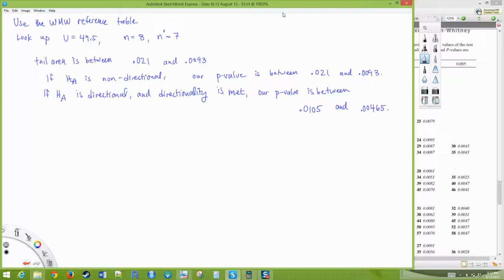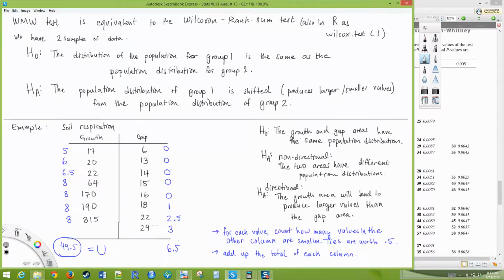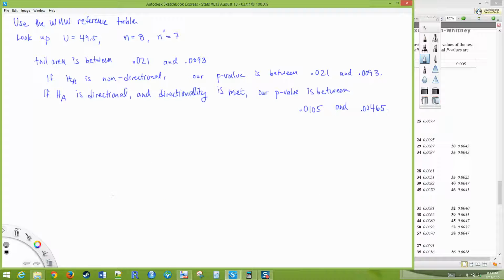And again, I think the key to remember is that this is a non-parametric test. We use it when we have a small sample and outliers are present. As in this case, we had samples of 7 and 8, which are small, and when we look at our growth data, we've got a pretty significant outlier of 315 versus the rest of the values. All right, is that okay?